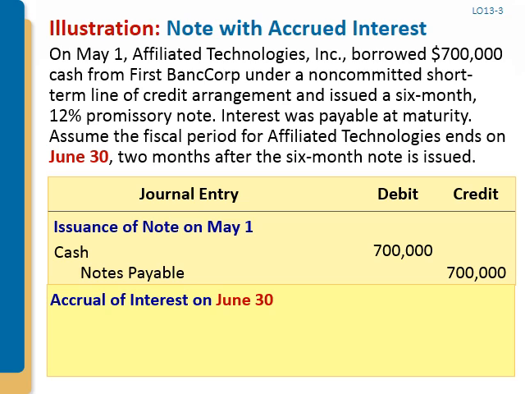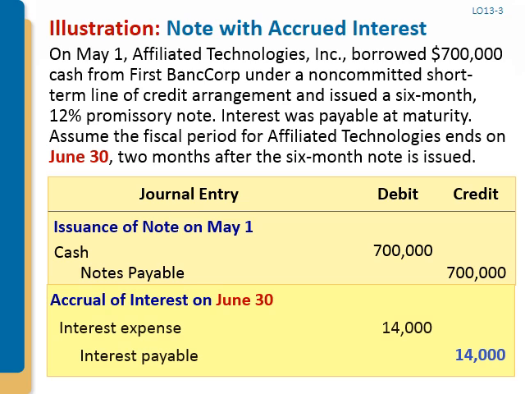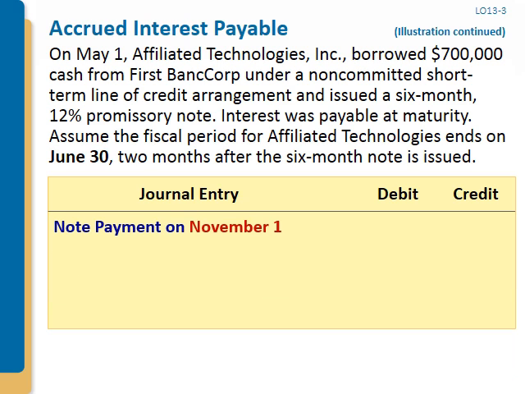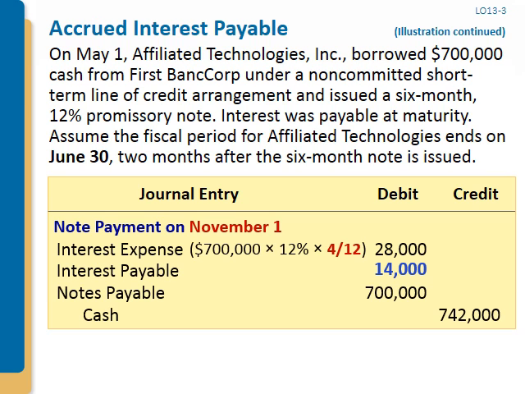An adjusting entry is recorded to accrue the interest, debiting interest expense and crediting interest payable for $14,000. This is found in illustration 13-6. On November 1st, the company records cash payment upon the maturity of the note. Notes payable are reduced with a debit entry and cash is reduced with a credit entry. Interest expense is debited for the 4 months after June 30th, calculated as $28,000, and the interest payable recorded on June 30th is reduced with a debit entry of $14,000.